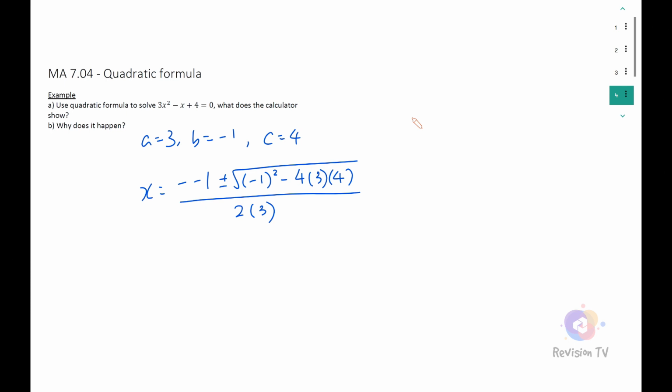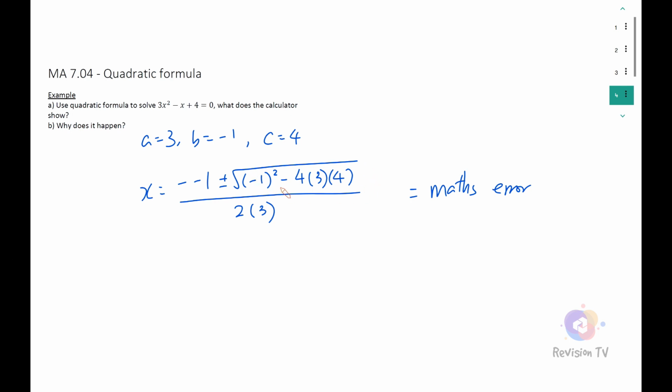It doesn't matter how many times you put it in the calculator, hopefully there is no issue with the calculator. Normally, it will give you a maths error. Okay, this is not wrong. The answer is maths error. So part B, what does happen? The reason it happened is something to do with the square root.